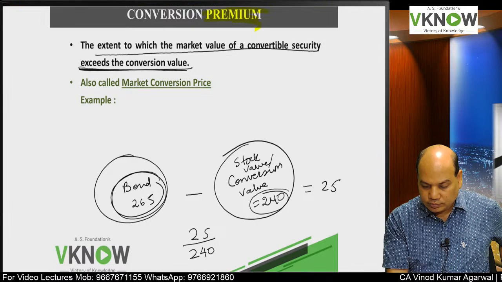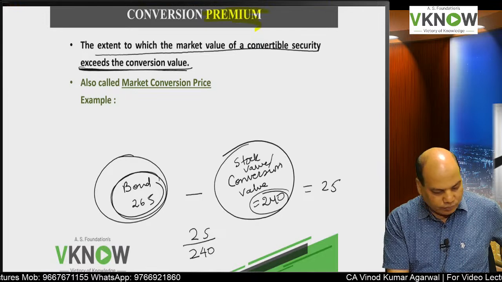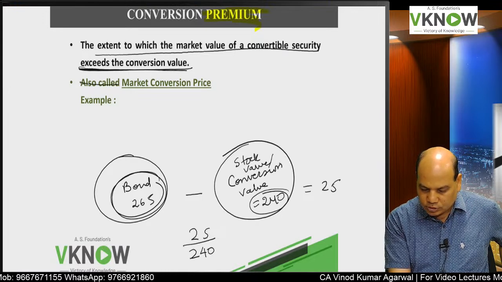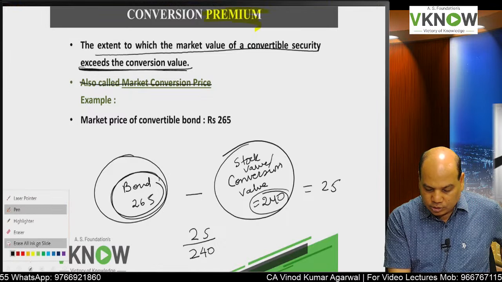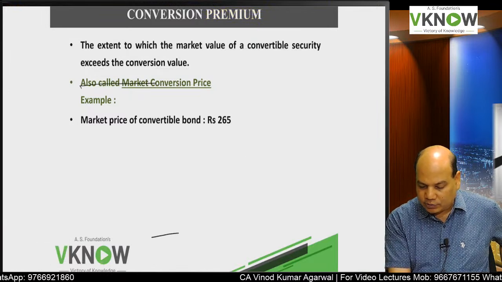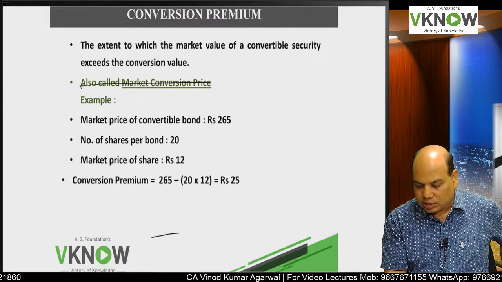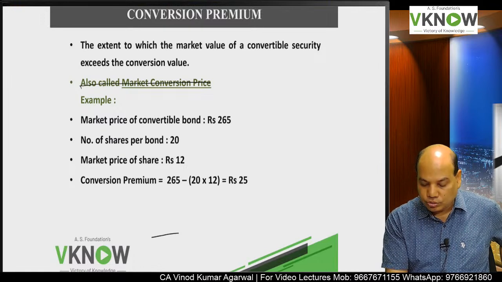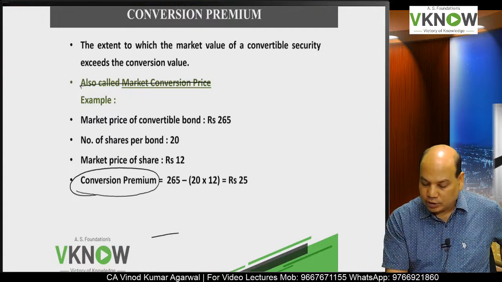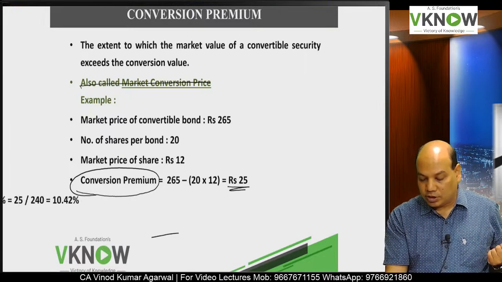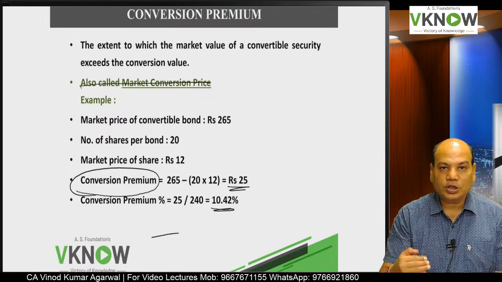It is also called market conversion price. Example: market price of convertible bond 265. Number of shares per bond is 20. Market price is 12. So if they ask you what is the conversion premium compared to conversion value or stock value, you will say 25 rupees extra we are paying. And if they ask in percentage terms, you will say we are paying 10.42% more.